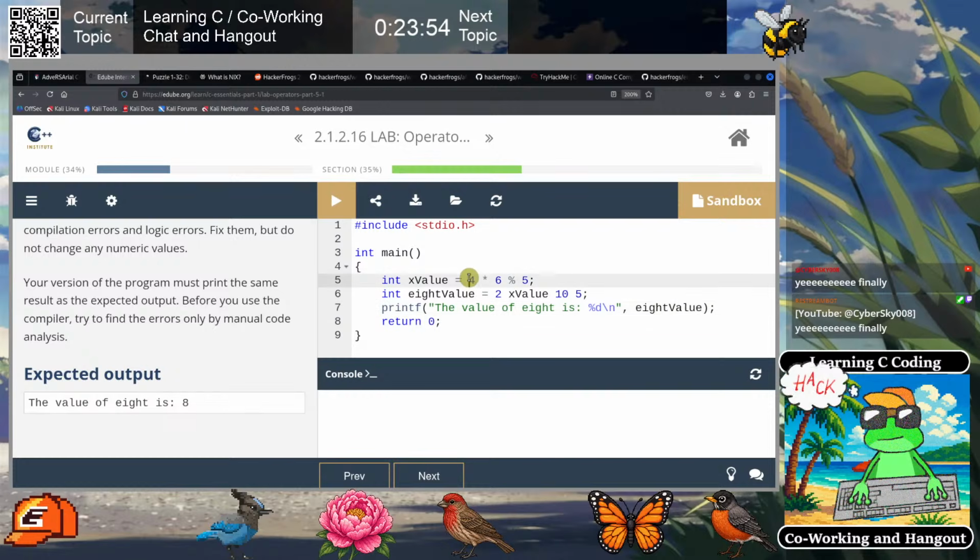X value equals 2 times 6 modulo 5. So multiplication and modulo have the same priority, so it's 2 times 6. So sorry, 4 times 6, so this is 24. 24 modulo 5 is... This is 4. Sorry. So the result of this should be 4. So the x value is 4.